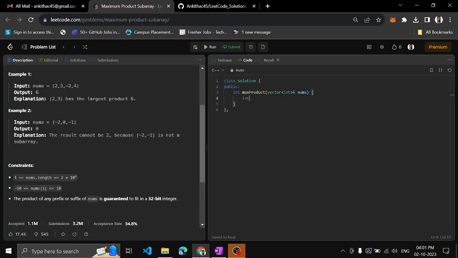So in the beginning, let's say n equal to the size. And then what we need to look for: left product and right product. Initialize it to 1.